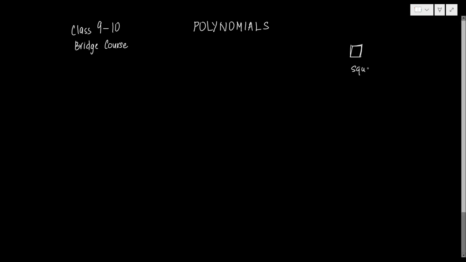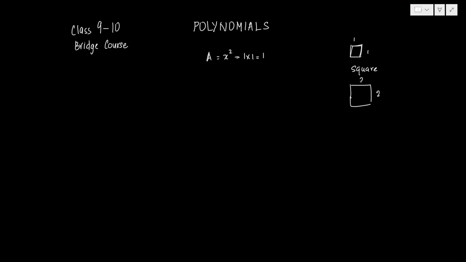This is a square. Let us say the side of the square is 1 unit. What is the area? Area is x squared, which is 1 into 1 equals 1. Let us take a bigger square. So the area would be, in this case, x squared, which is 2 into 2, which is 4. Let's take another example, and I will come to the point I'm making. Let us say the side is 3, so x squared is 3 into 3, which is 9.